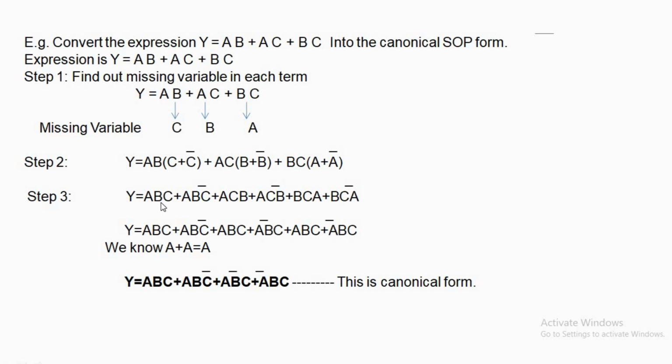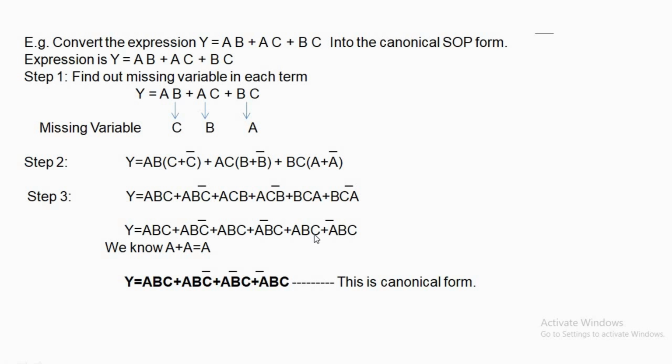So after multiplying AB into the bracket, we get ABC plus ABC bar. Next, ACB plus ACB bar, this term. Then next, BCA plus BCA bar. After simplifying this, there are 3 ABC terms: ABC, ABC, ABC.